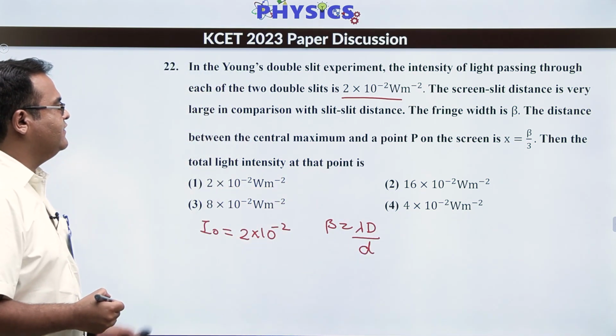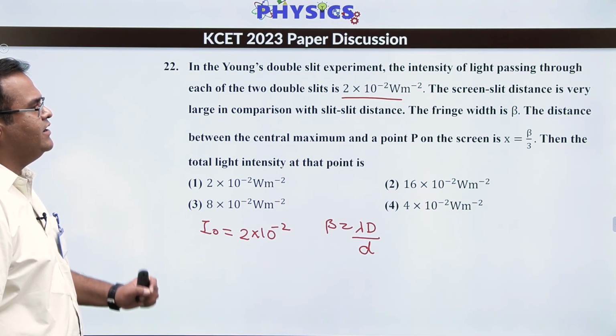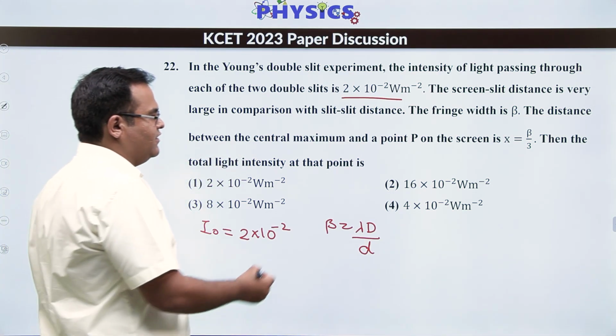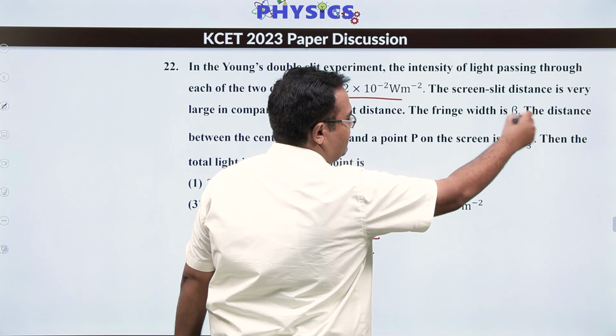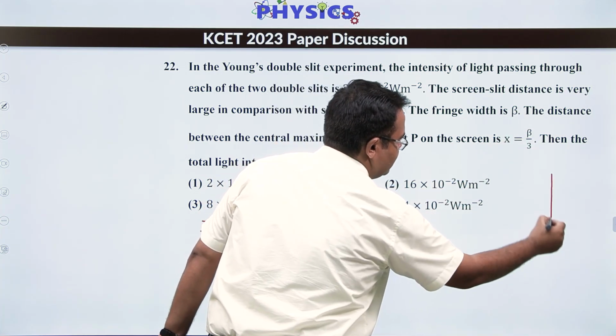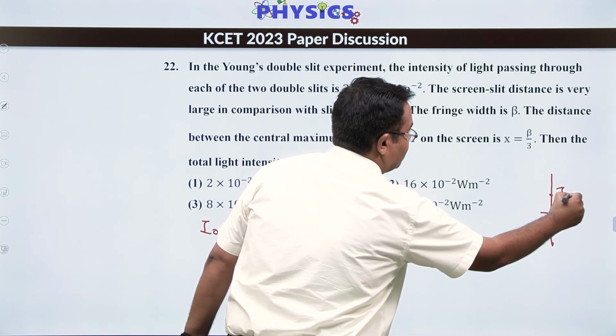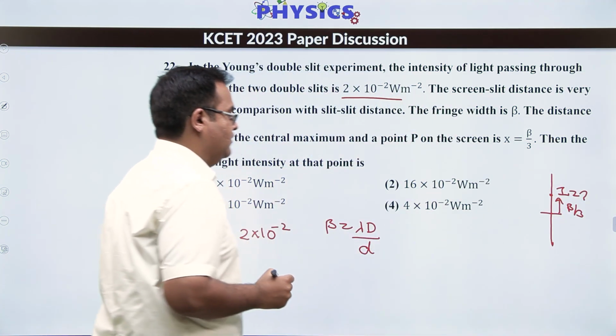They are saying that the distance between central maximum and a point is x equal to beta by 3, then what is intensity at that point. So what they are asking is, if we go from the center of the screen to a distance of beta by 3, what is the intensity here? That is what the question is asking, right.